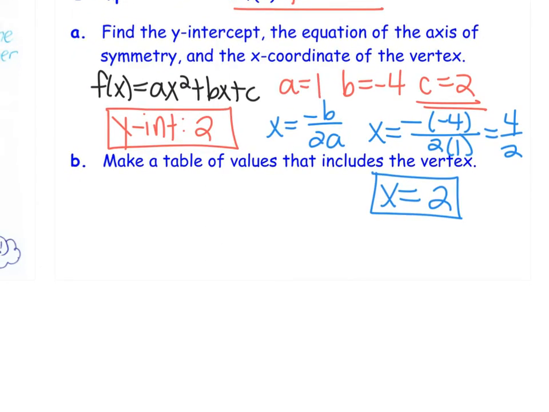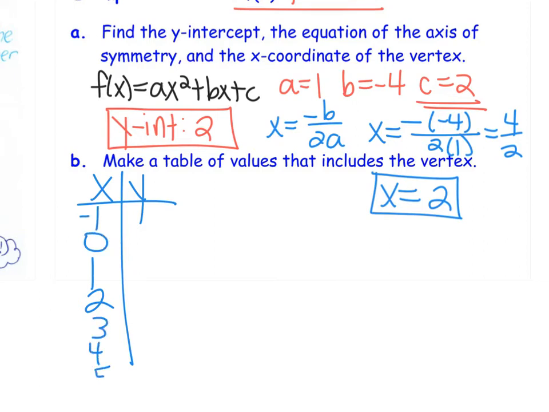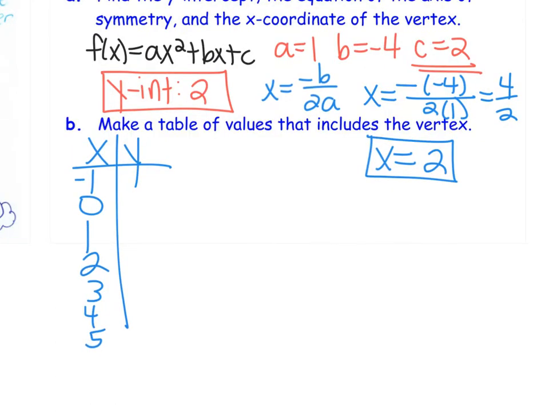And then we made a table of values using the vertex. So instead of just doing -3 to 3, we found the center of our graph, which is our vertex. So we'll make that our center instead of the origin. So we're going to do -1, 0, 1, 2, and then 2, 3, 4, 5. 3 above and 3 below. And remember, if the points don't fit on the mini graph, as long as they're not important points, that's okay.